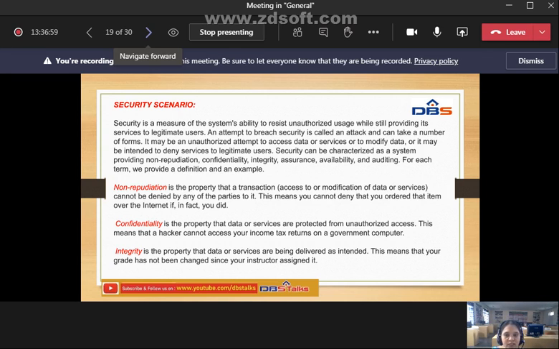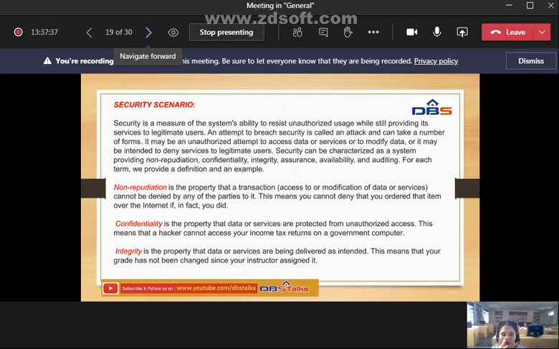For each term we provide a definition and an example. Non-repudiation is the property that a transaction, access to or modification of data or service, cannot be denied by any of the parties to it. You can't deny that you ordered that item over the internet if in fact you did. That is non-repudiation.